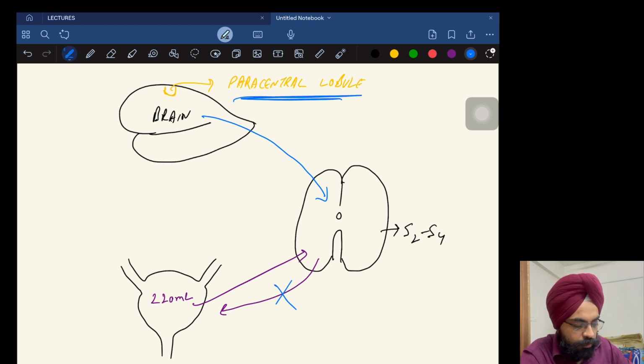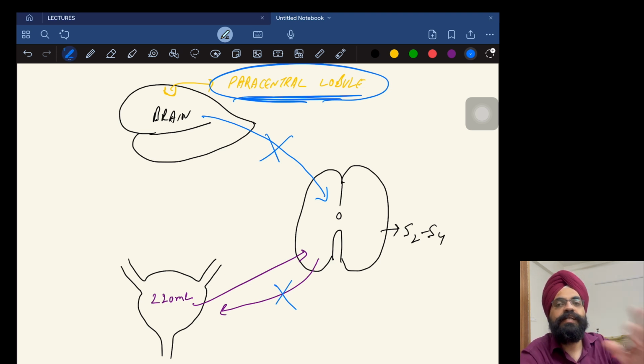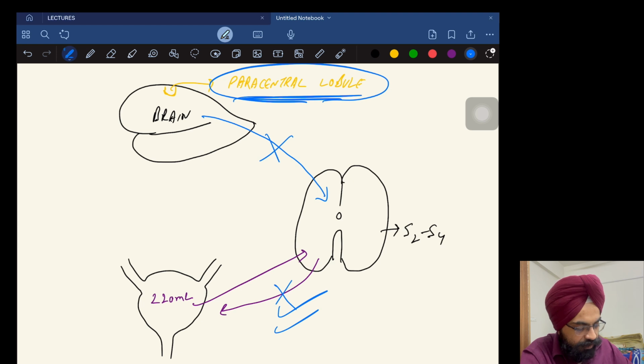The paracentral lobule will tell the spinal center, no, don't micturate now, he is studying in class, not in the washroom, like you people are studying right now, don't micturate now. So when you reach the washroom, the paracentral lobule basically stops the voluntary control and says, yes, okay, do what you want to do. Then the spinal center tells the bladder, okay, empty yourself. That is how the micturition takes place.